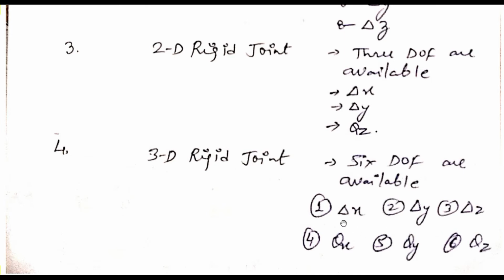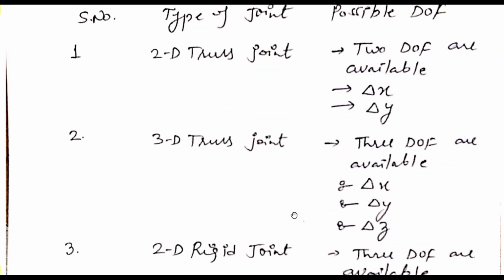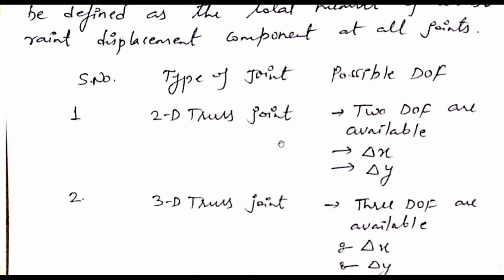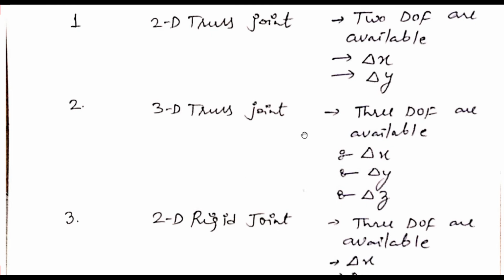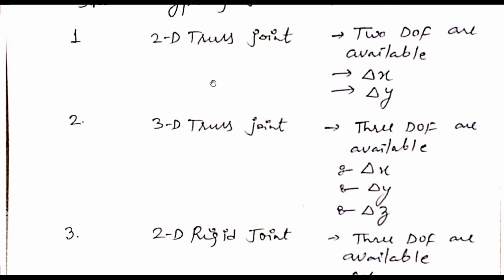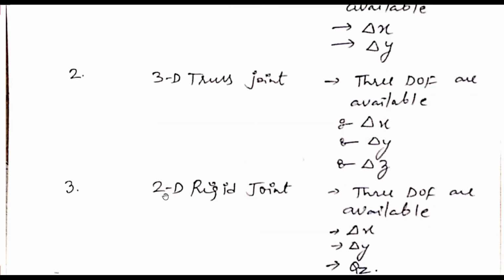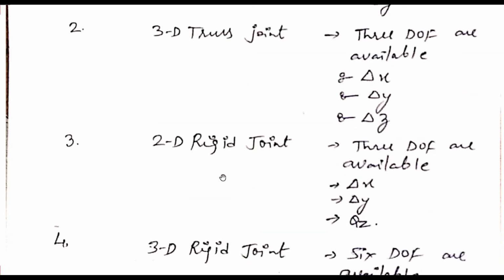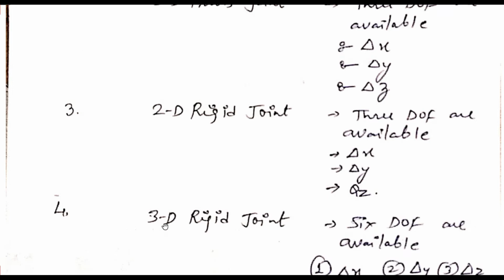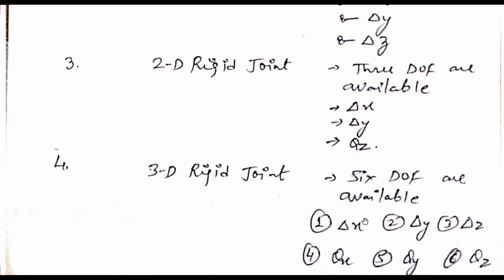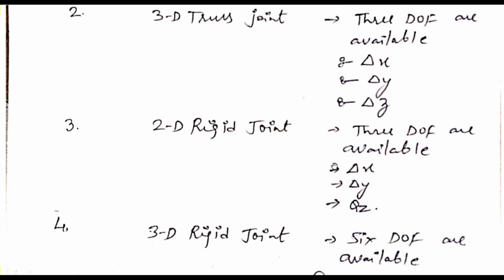This is an important table, and based on this kinematic indeterminacy or degree of freedom will be solved. So you have to keep in mind: for a 2D truss joint, 2 degrees of freedom are available; for a 3D truss joint, 3; for a 2D rigid joint, 3; and for a 3D rigid joint, 6 degrees of freedom are available. Degree of kinematic indeterminacy is nothing but your degree of freedom.